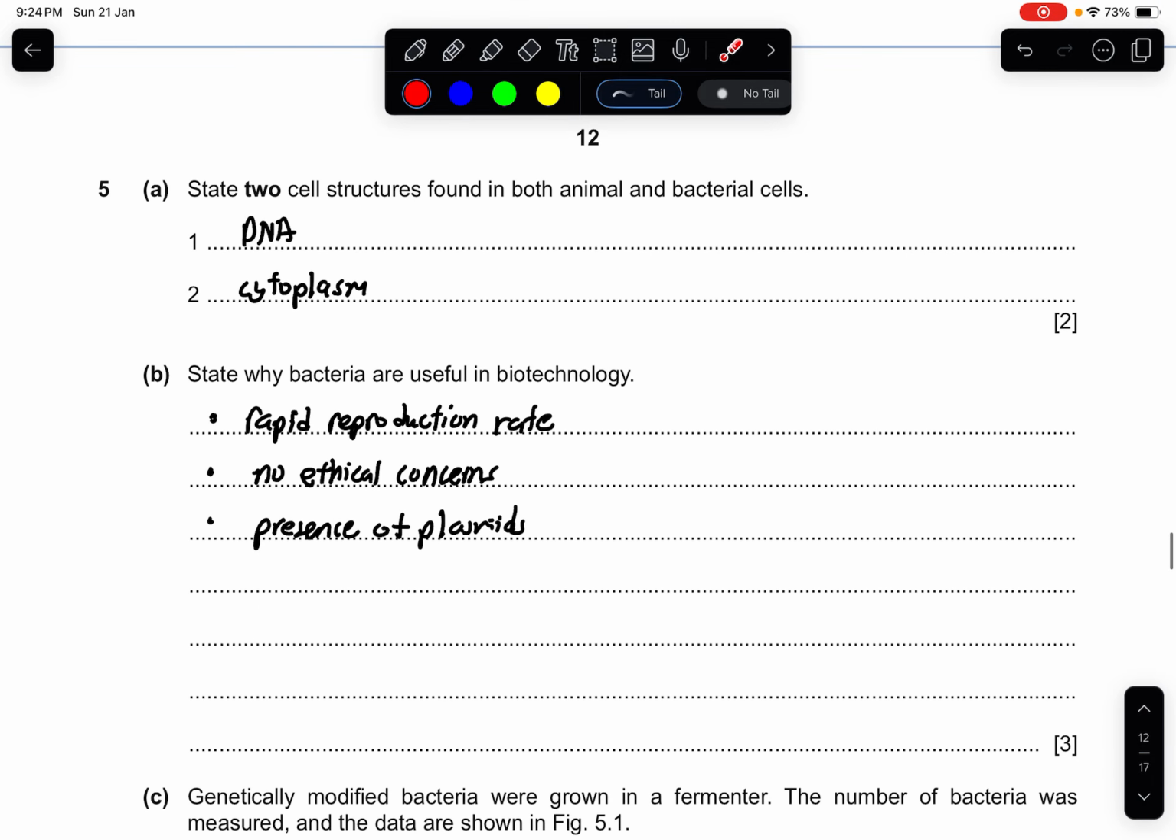Okay, question 5a, state two cell structures found in both animal and bacterial cells. I've just chosen two, the DNA and the cytoplasm. We can also accept the cell membrane and the ribosomes. These are all accepted too.